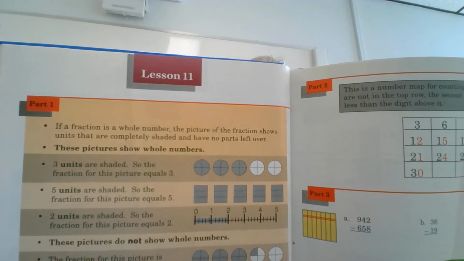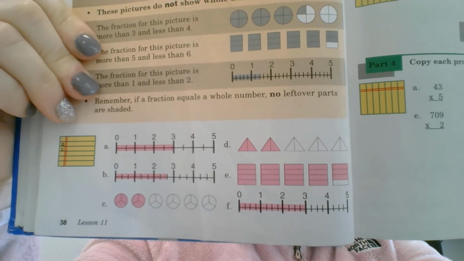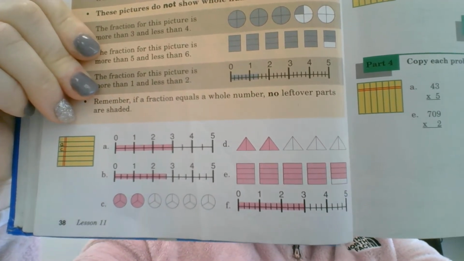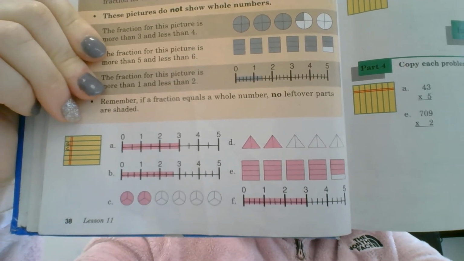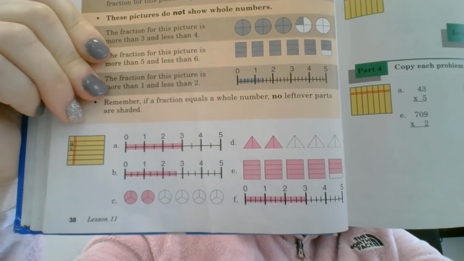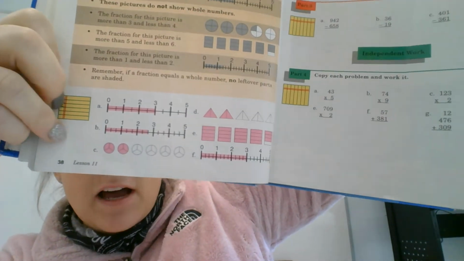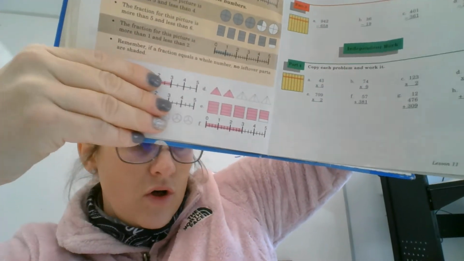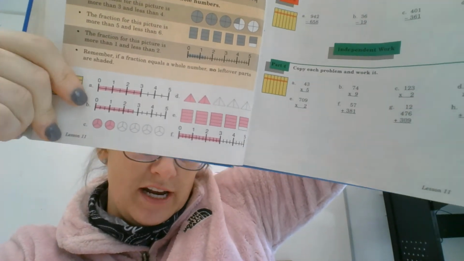Find the items for part 1. Some of these fractions equal whole numbers, others do not. Your turn. On your lined paper, please write each fraction for each picture that shows a whole number. Let's go ahead and look at the pictures. It's easy to tell when they have a whole number because the whole parts are shaded in with none left over.